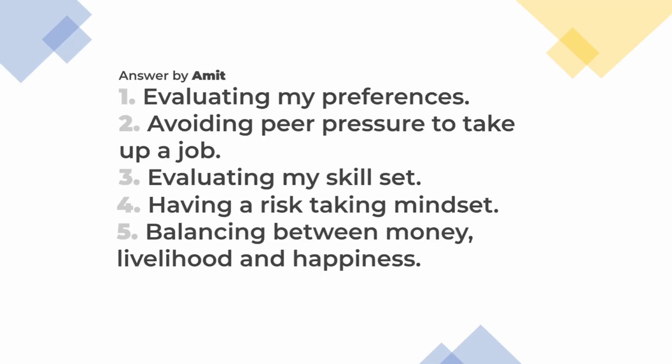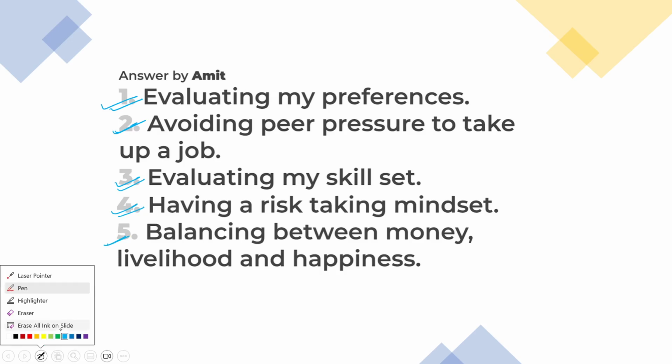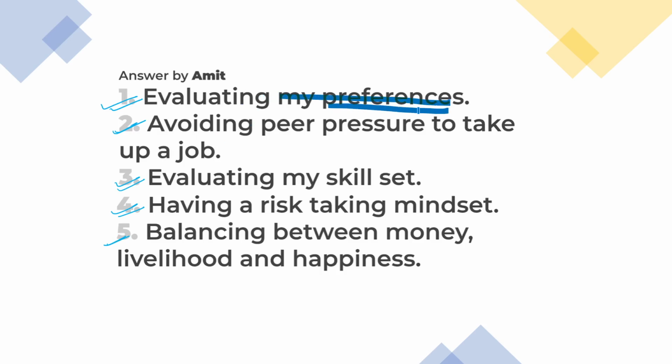Now let's see which are the correct answers. Evaluating my preferences, wherein he basically means talking to the family, avoiding peer pressure to take up a job, evaluating his own skill set, having a risk taking mindset, and balancing between money, livelihood, and happiness. So here, if you see, our answers basically lie in these aspects of evaluating my preferences, avoiding the peer pressure, and evaluating his own skill set.